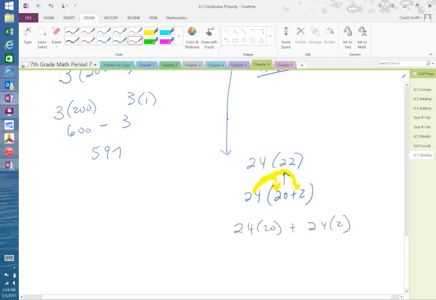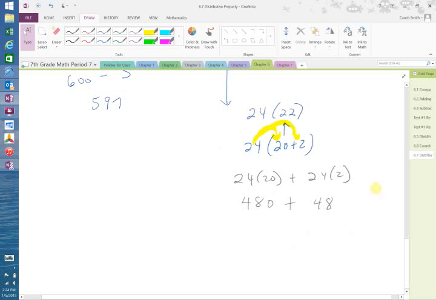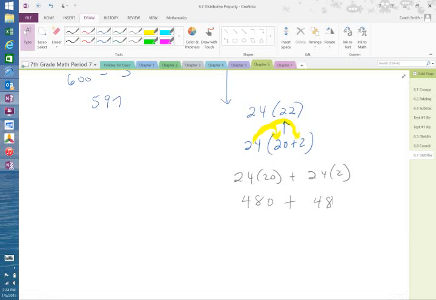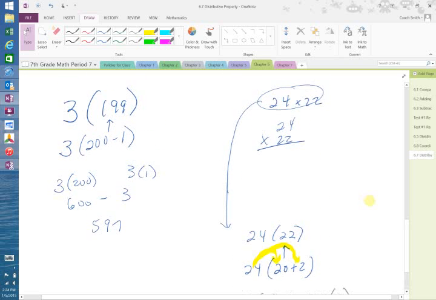Well, 24 times 20 I should be able to do in my head. What's 2 times 24? 48, and I add a 0 to it. Plus, we just said that 2 times 24 is 48, right? Okay. Now, if I put those two things together, I get 528. Now, I will show you how you've used the distributive property.